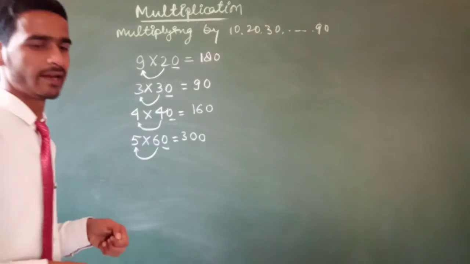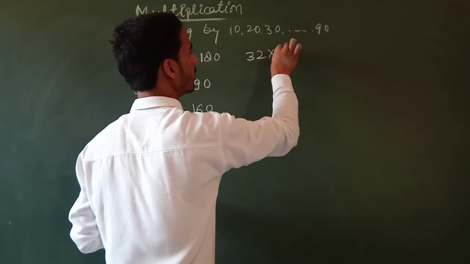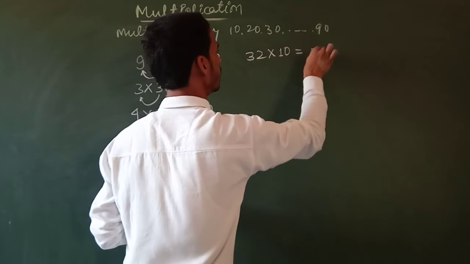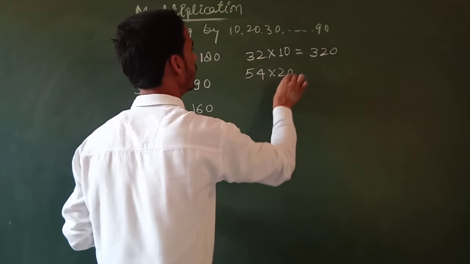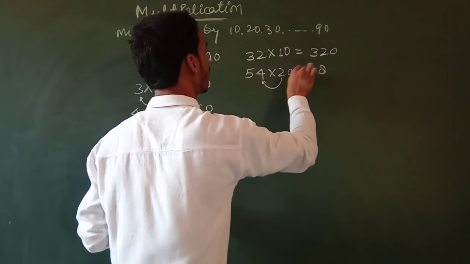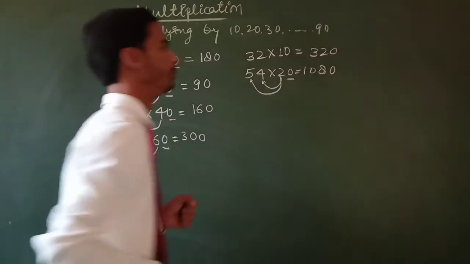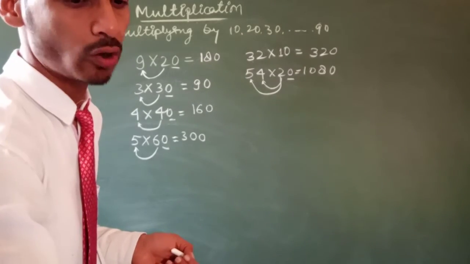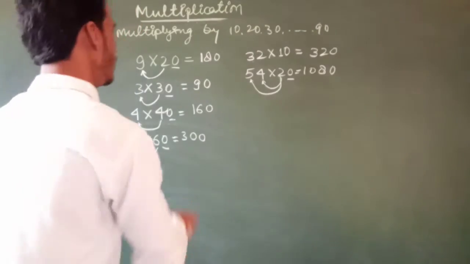Okay, let's take another example. 32 multiplied by 10. 1 two is 2 and 1 three is 3, that is 320. 54 multiplied by 20, we have to multiply it by 2. 2 fours are 8 and 2 fives are 10, and here is 1 zero, so we have to place 1 zero extra.